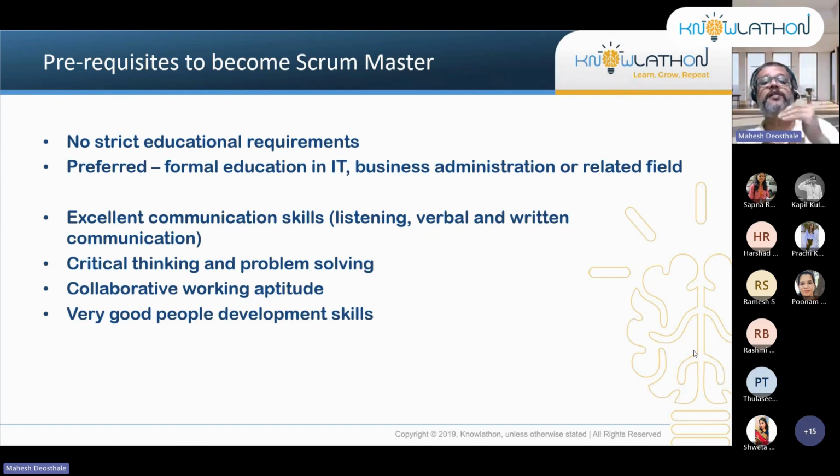So you need to be an excellent communicator. You should be able to listen more. You should be very good in your verbal and written communication. You should be able to think critically and have that problem solving attitude. You should have the aptitude of collaborative working, and you should be people focused and always thinking about how can I contribute in the development of my team, their technical skills, their non-technical skills, managerial skills, soft skills, overall career prospects. How can I contribute? How can I empower them? How can I support them in their growth? So that is one of the very sought after skills or prerequisites for this Scrum Master role.